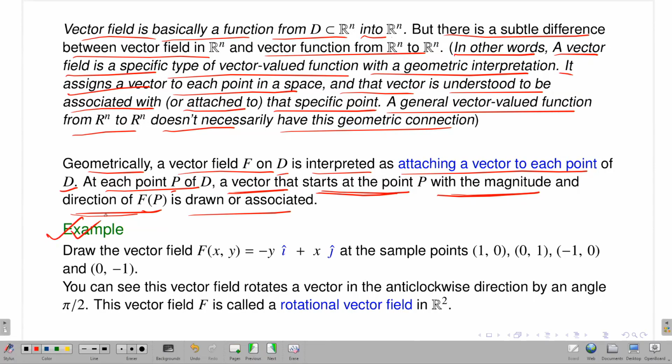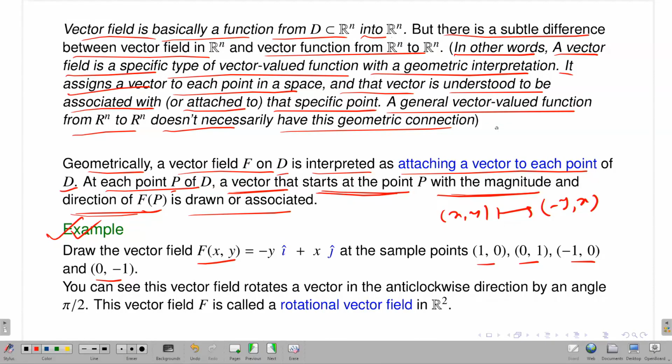For example, this is the vector field I want to talk about. What is that vector field? It's a map from R2 to R2, right? x comma y maps to minus y comma x. Okay, so therefore it's a function. Now there is a geometrical interpretation. So draw the vector field at the sample points 1 0, 0 1, minus 1 0 and 0 minus 1. It will be clear what is going on.